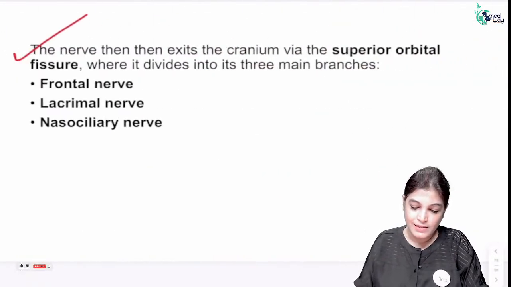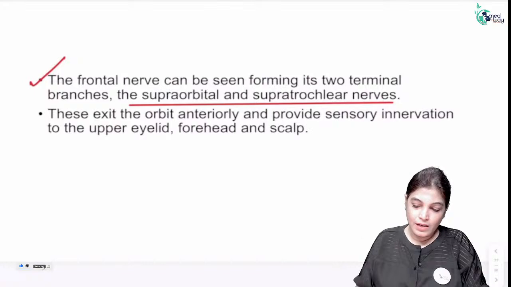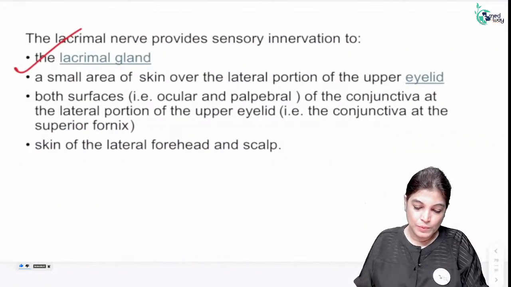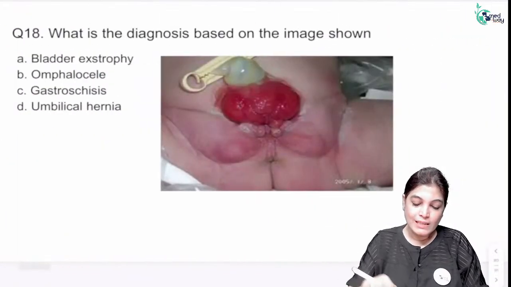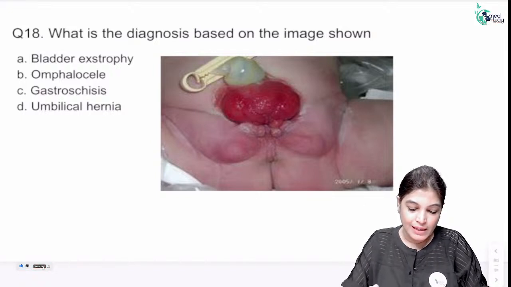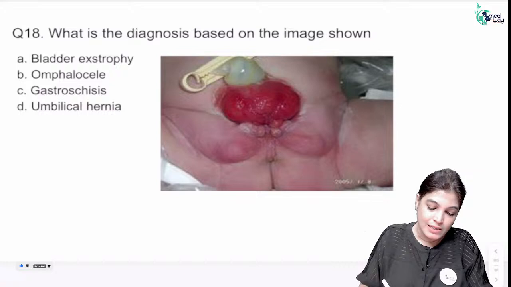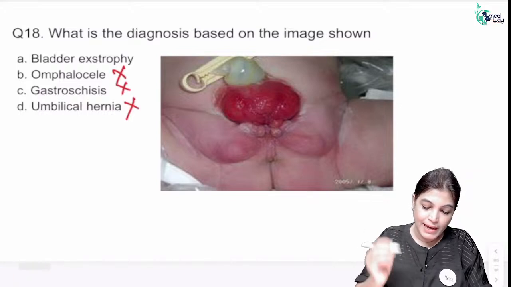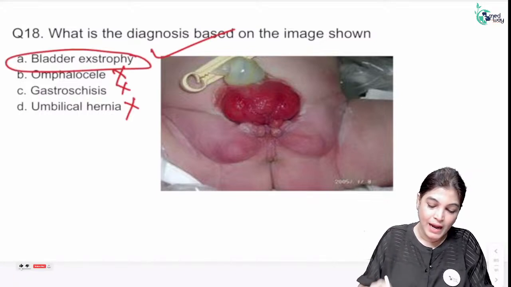Let's move on to the next MCQ. What is the diagnosis of the case? So here the options are bladder exstrophy, omphalocele, umbilical hernia, gastroenteritis. Actually these have all been explained already and can be ruled out. The right answer is bladder exstrophy.